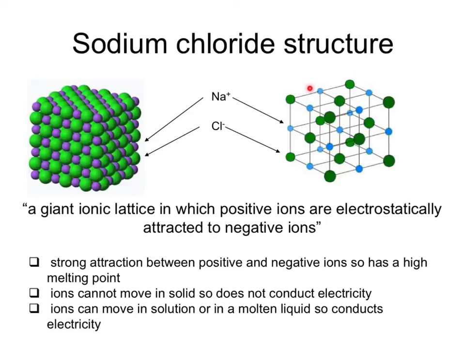As we said before, because the ions are in fixed positions in the solid, they can't move, and therefore solid sodium chloride will not conduct electricity. However, we can get the ions to move either by dissolving it in water or by melting it, and therefore both a solution of sodium chloride and molten sodium chloride do conduct electricity.